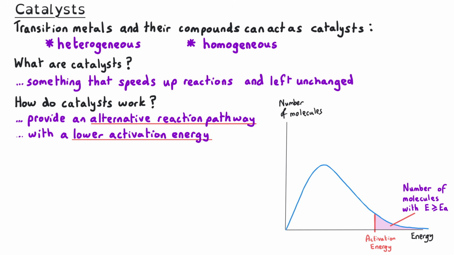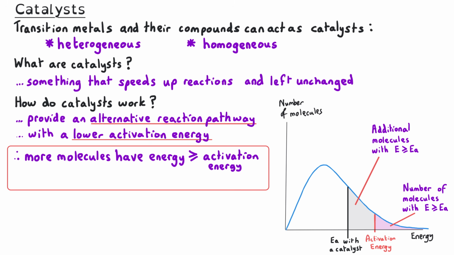If the activation energy is lowered by the use of a catalyst, then the area after this activation energy will increase since there is a bigger region of this area of the graph after this point. This means that more molecules will have energy greater than or equal to the activation energy, and therefore there will be more frequent successful collisions.